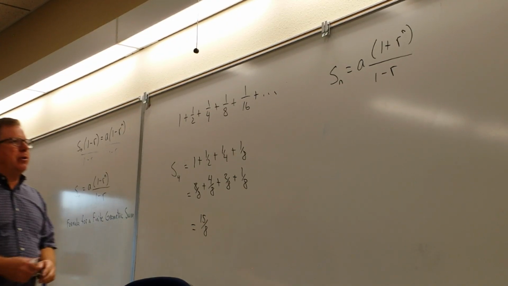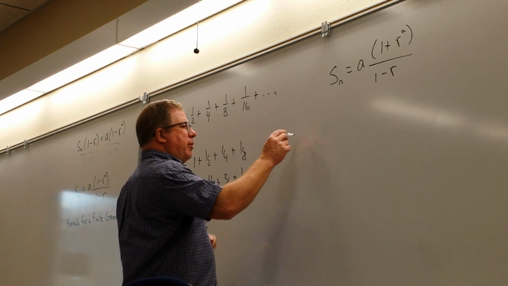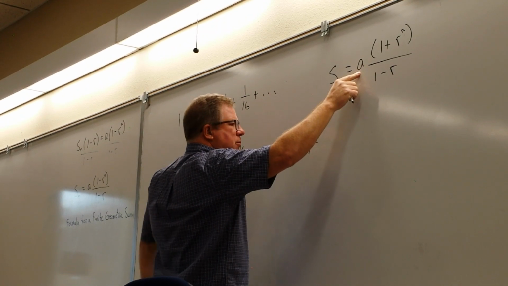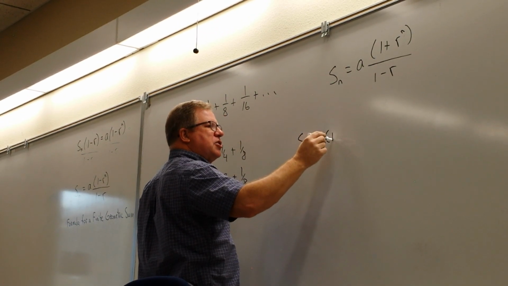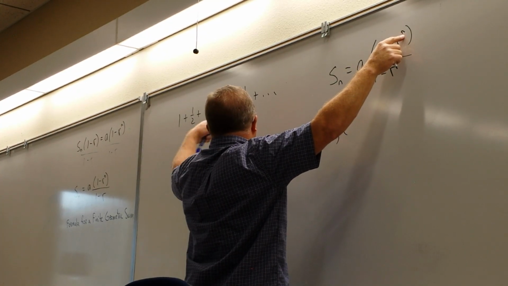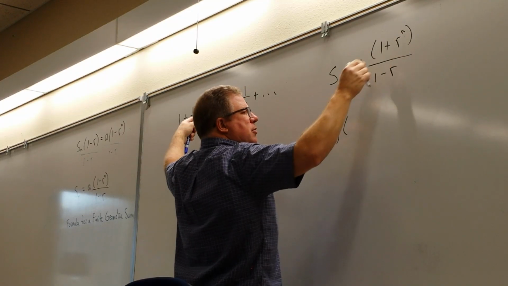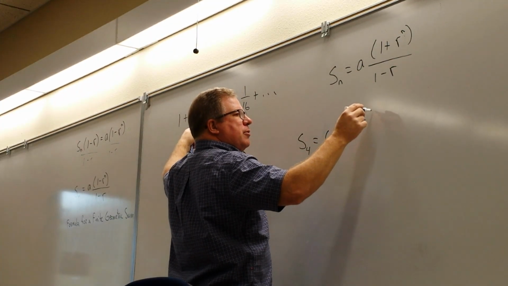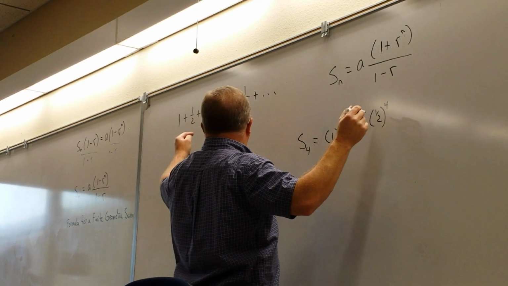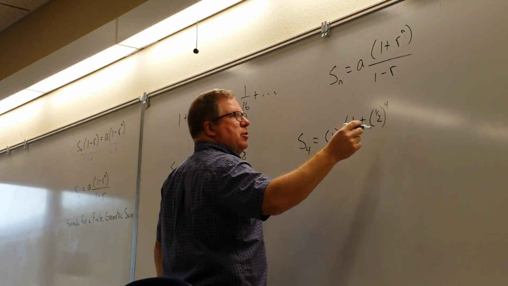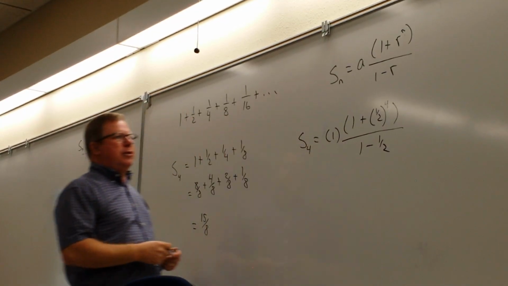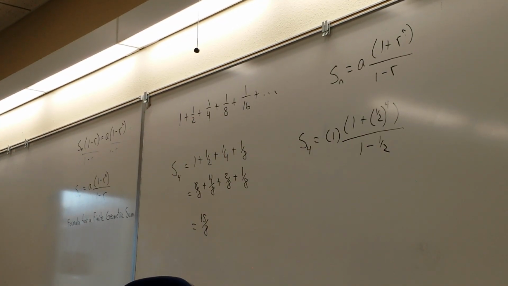A is the first term. So for our problem here, S sub 4, what is the first term in this series? 1. That's your A. Times 1 plus r to the n. What is r in this series? It's 1 divided by 2, 1/2, to the 4th power, right? Because we're adding up the first 4, over 1 minus 1/2. Does everybody see where that came from?